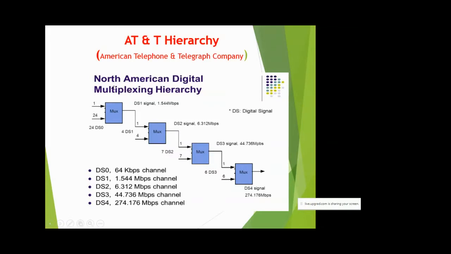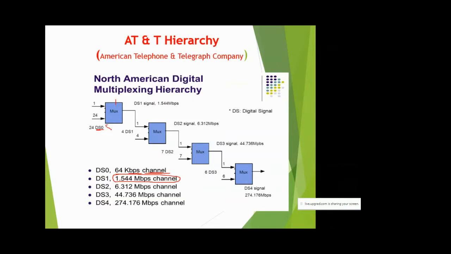Let's see what the overall data rate is that we get at the final output. At the input we have 24 voice signals. These 24 voice signals we name as DS0 signals. Each DS0 signal has a rate of 64 kbps. If we combine all these channels, at the output of the first mux the overall bit rate we get is 1.544 Mbps. One numerical we have already solved on how we get this 1.544 Mbps.